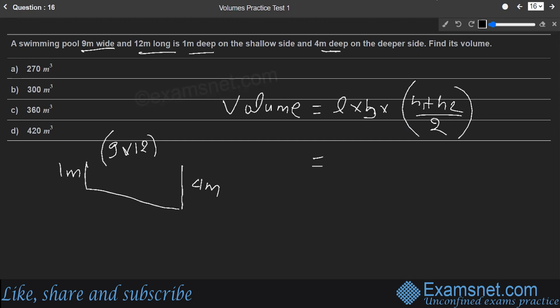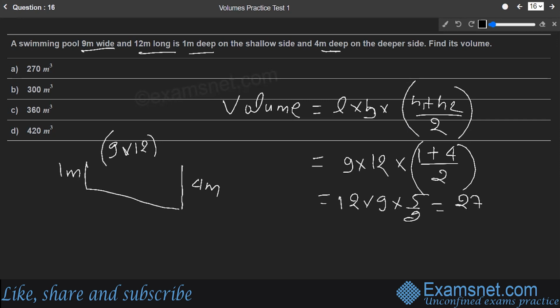So let's put down the values. Length value is 9, breadth value is 12, into height value. One height value is 1, then another is 4, so (1 plus 4) by 2, which is the mean height actually. If you solve this further, this becomes 12 into 9 into 5 by 2, which is nothing but 270 meter cube. So that is the volume of this particular swimming pool. Option A is the right answer.